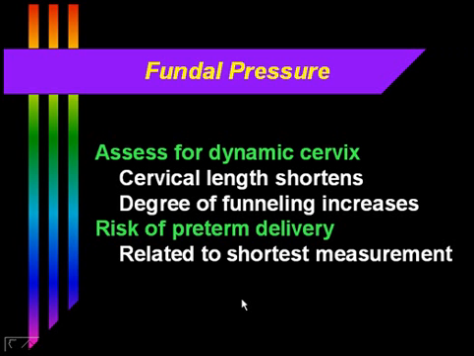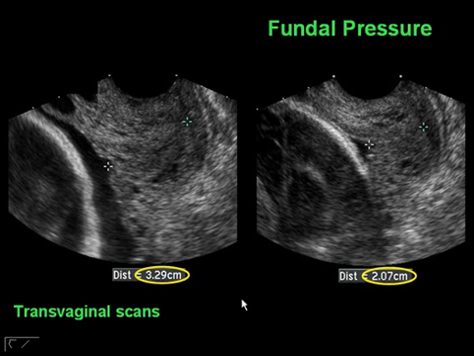So here's a patient who had a transvaginal scan for suspected cervical incompetence. Initially, the cervix measured normal at 3.3 centimeters, but with fundal pressure, we could see the cervix begin to shorten. And sure enough, after some fundal pressure, the cervix was now short at 2.1 centimeters.